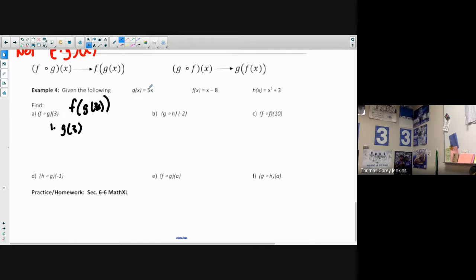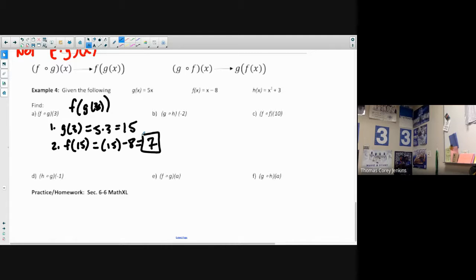So g of 3 would be: take this rule and replace x with 3. So 5 times 3 gives me 15. Once I have that, now I know g of 3 is 15. So I'm really finding f of 15, is another way to say this, right? So take our rule here, x minus 8, and plug in 15. And then 15 minus 8 gives me 7. Okay, so that would be one approach.